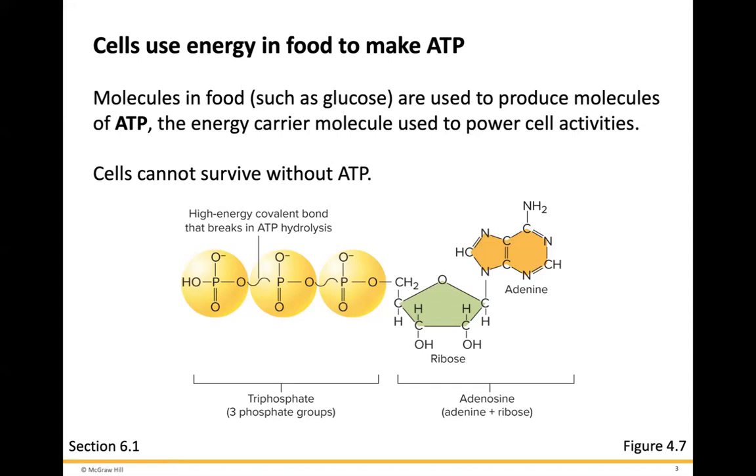Here we have three phosphate groups, which are connected with a single bond to a pentose sugar, which is ribose, and a nitrogenous base called adenine. This is the same nitrogen base that you're going to see when we talk about DNA and RNA. These components are linked together into a single molecule through condensation reactions.